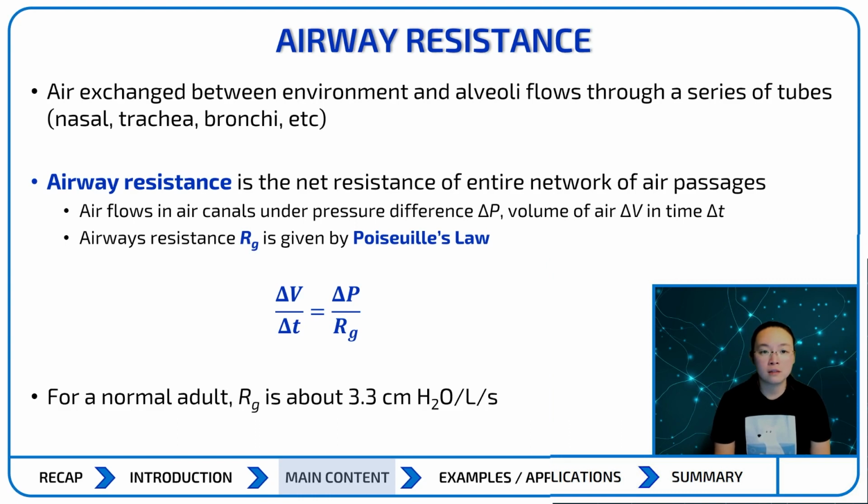Air flows into your air canals under a pressure difference of delta P. There's a volume of air, delta V, at a specific amount of time. Using Poiseuille's law again, we can calculate Rg, which is the resistance of your airways. So we have delta V over delta T is equal to delta P over Rg. For a normal adult, Rg is approximately 3.3 centimeters of water per liter per second.